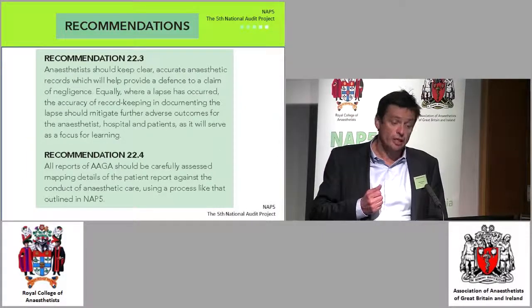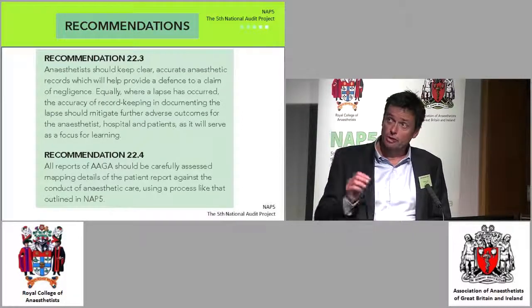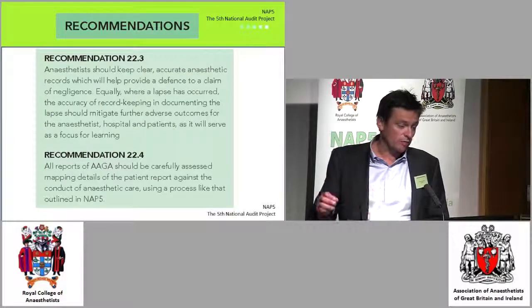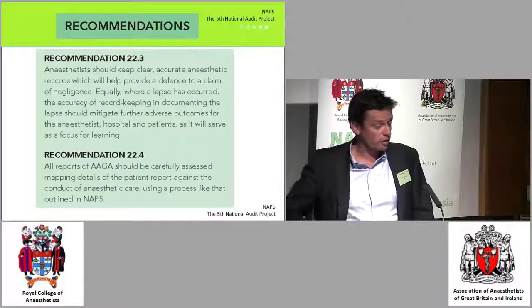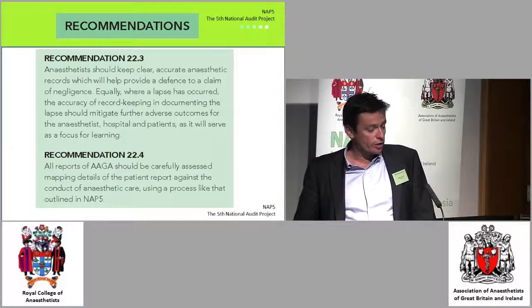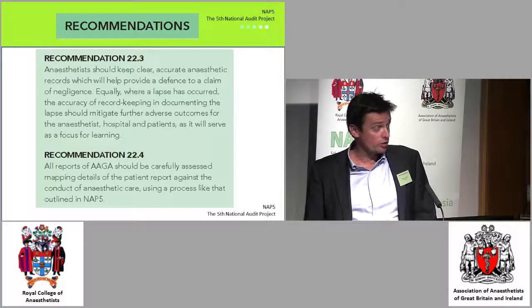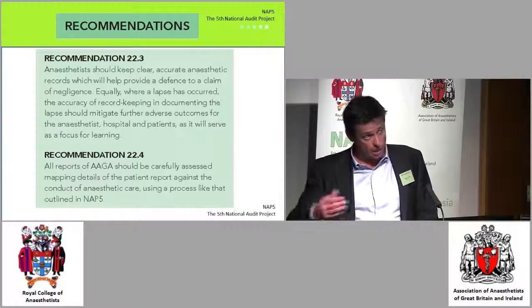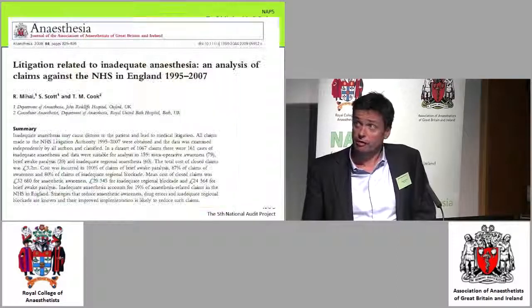Anaesthetists should keep clear, accurate anaesthetic records. There's nothing new in these recommendations, but I don't apologise for making them. And this is helpful in the defence of a claim. Equally, where a lapse has occurred, the accuracy of record keeping and documenting the lapse should mitigate against further outcomes for the anaesthetist, et cetera. All reports of awareness should be carefully assessed, mapping details of the patient report against the conduct of anaesthesia care. And a model that could be used is the rigorous model that I think we've had in NAP5.